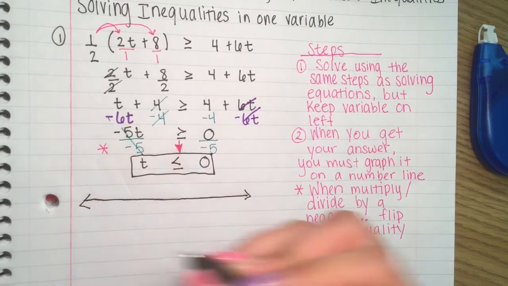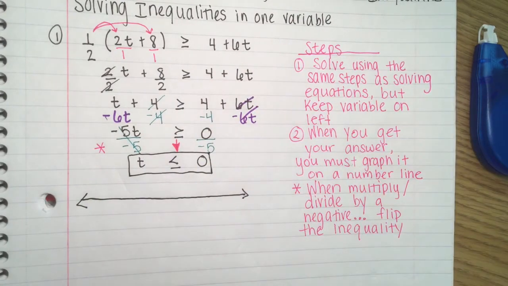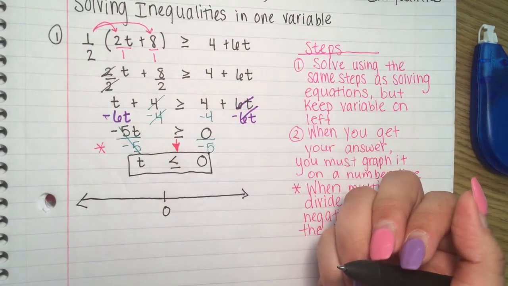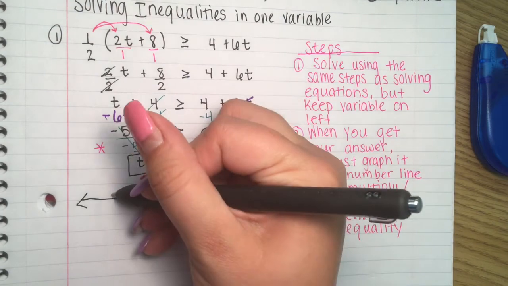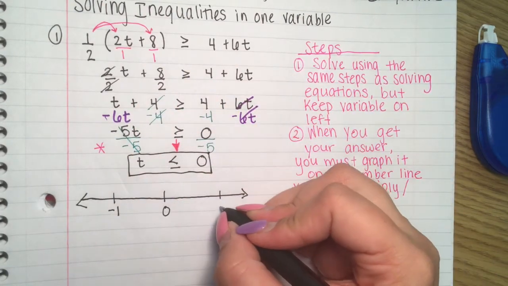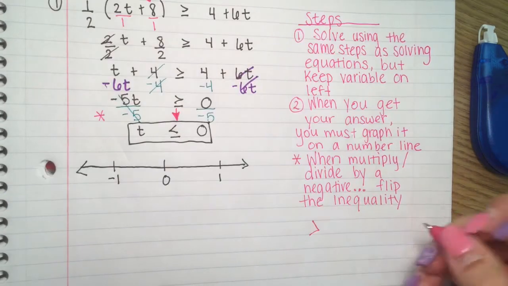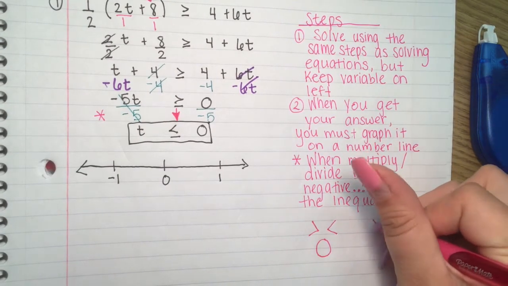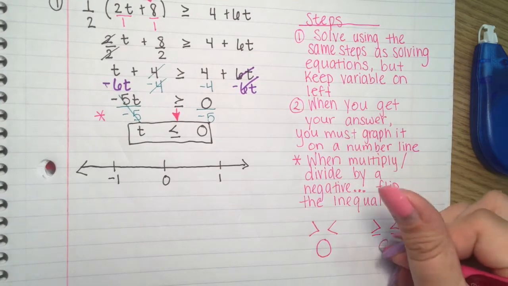So depending on your teacher, it does not matter to me how many numbers you put on here. I do like to put my number that I need to graph in the middle, and then I like to put maybe one number on either side. So here I'm going to put -1 and +1. When we graph these, we need to remember when to use an open circle and when to use a closed circle. So I like to use these little faces just to remind me.